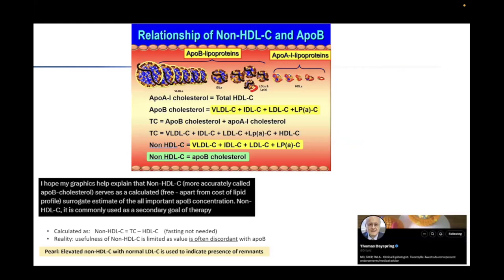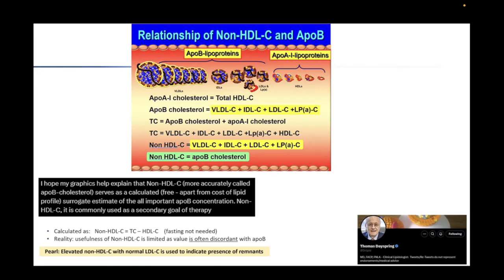So ApoB is very similar to non-HDLC. Non-HDLC, as you know, is basically total cholesterol minus HDLC. So in all our reports in Pakistan and America, you get a simple lipid profile. All you have to do is deduct total cholesterol minus HDLC. You get this non-HDLC value, and that actually tracks very closely to ApoB. So you do not have to do an extra test of ApoB. Yes, if you have resources, you have extra money, whatnot, you can do those things. But I call non-HDLC, I don't want to call it a poor man's thing, but because it's there, that can be helpful.